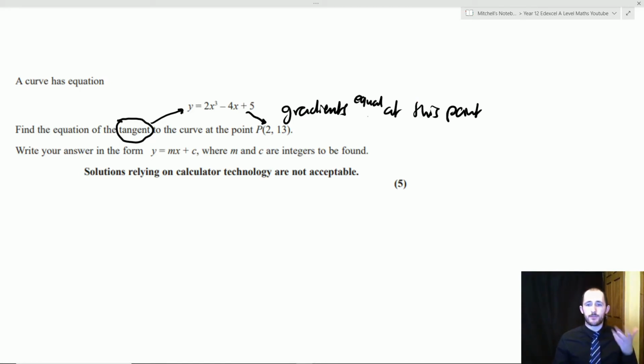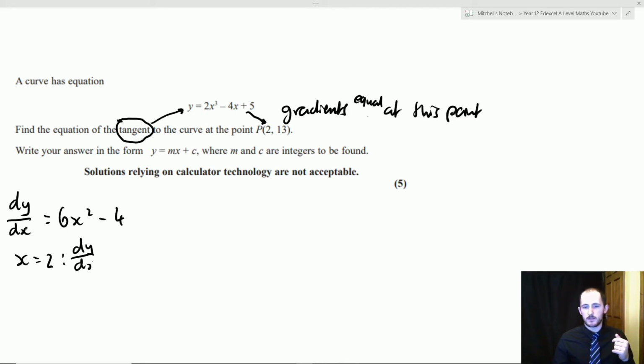So what I can do is differentiate the curve, sub in the x value, get my gradient, and sub it into the equation. 5 marks, not too bad. So first of all, dy by dx equals 6x squared minus 4. Now all we have to do is say that when x is equal to 2, dy by dx equals 6 times 2 squared minus 4. So that's 2 squared is 4 times 6 is 24 minus 4, so it's 20. So now my equation for our tangent so far is 20x plus c.